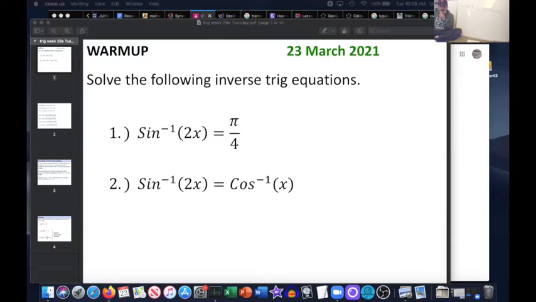So we started solving equations on a warm-up with trigonometric functions. And here we're going to look at some of these inverse trig equations. And then today we're going to look at and start solving trig equations.